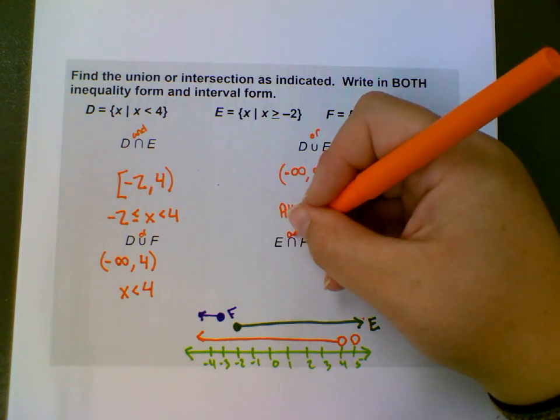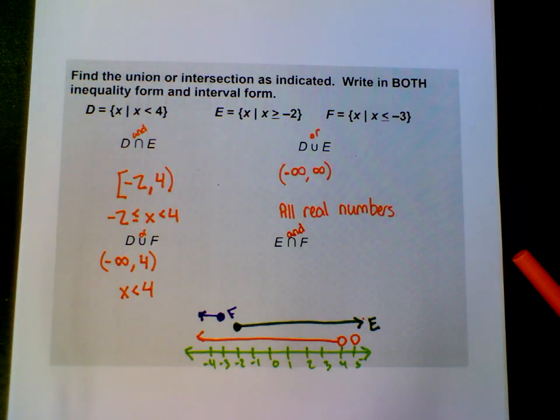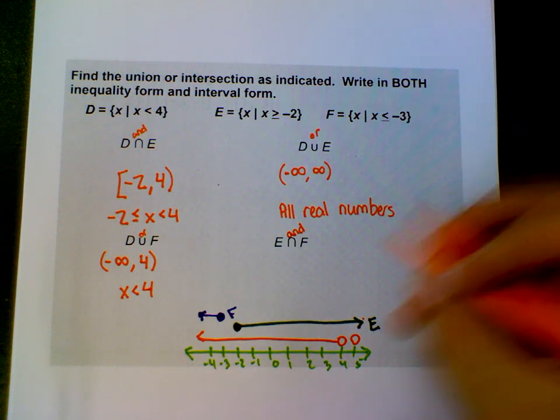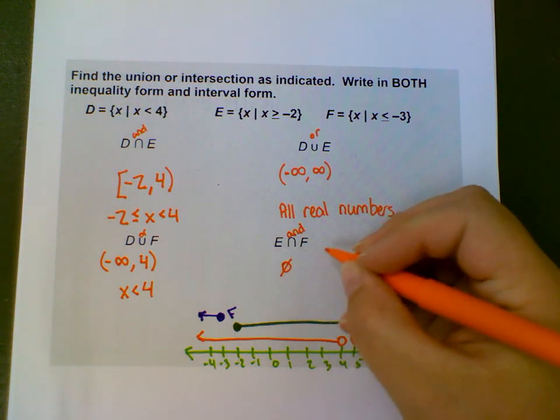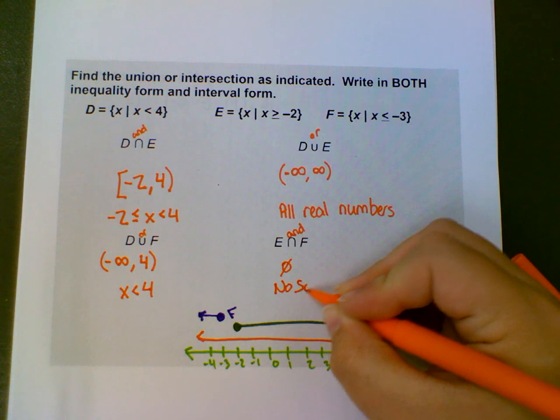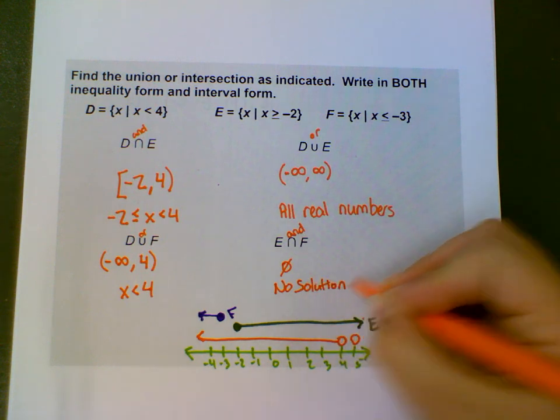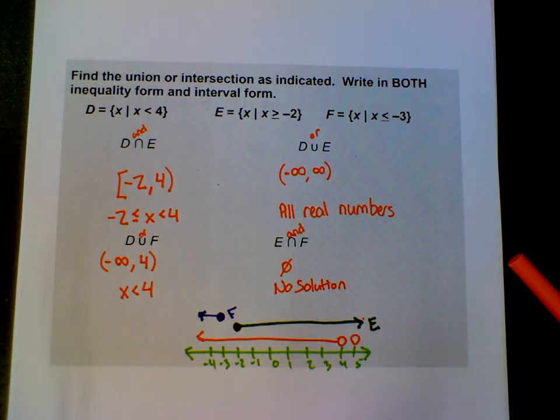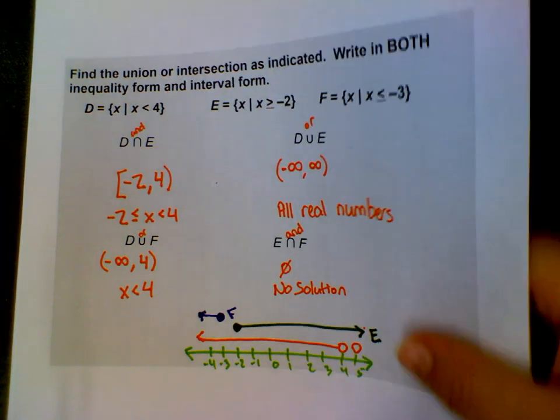Finally, we have E and F. The upside down U is an and. What do E and F have in common? Nothing. You'd say no solution. They don't have anything in common. We can't have E and F.